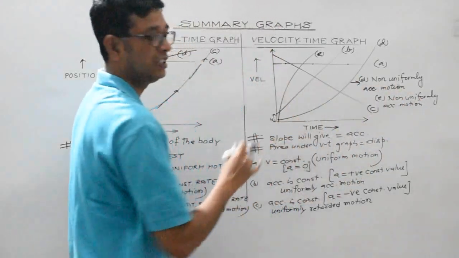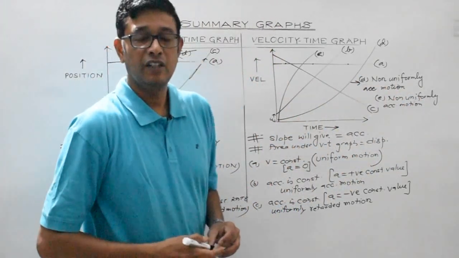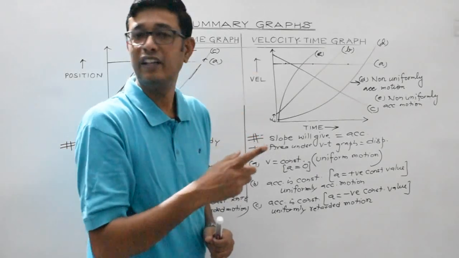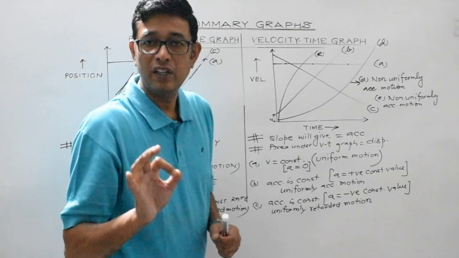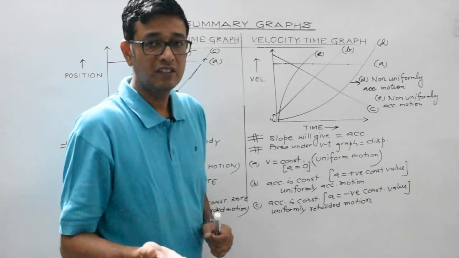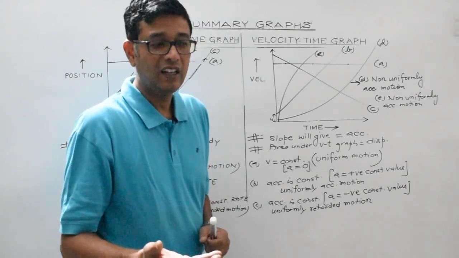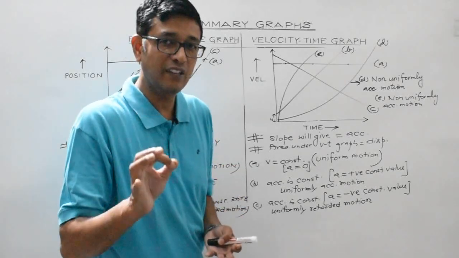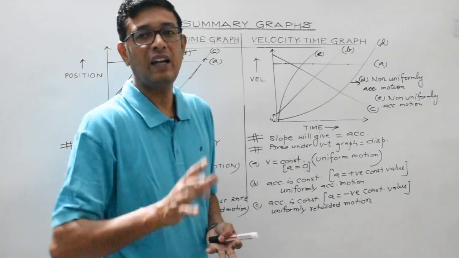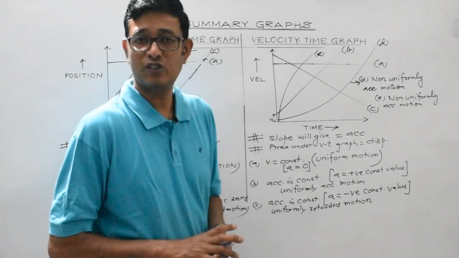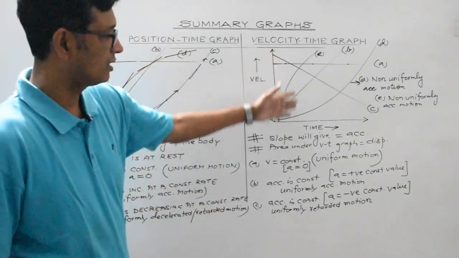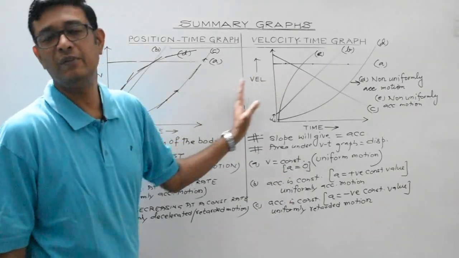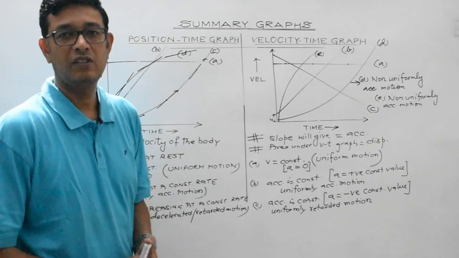So, in the case of the VT graph, if the graph is not a straight line, it's curved, then it must be the case when the slope is not constant, that is, acceleration of the body is not constant. And if the acceleration of the body is not constant, it means it must be the case of non-uniformly accelerated motion. Clear, students? So these are the conclusions which we can derive from these two very, very important graphs.